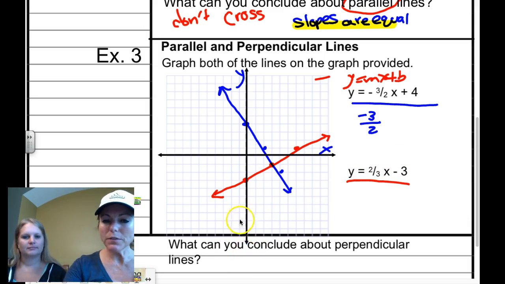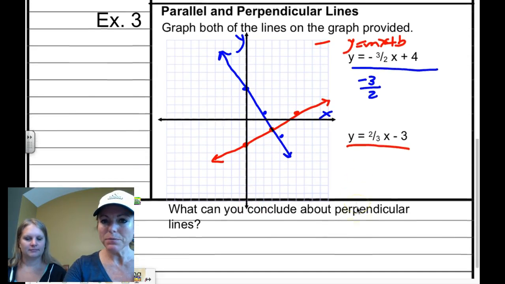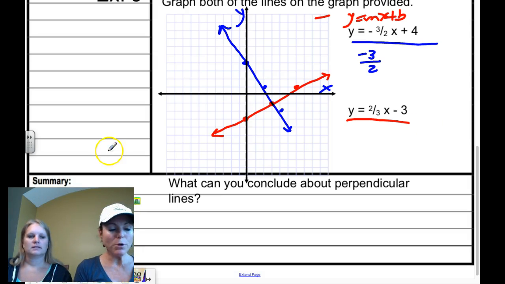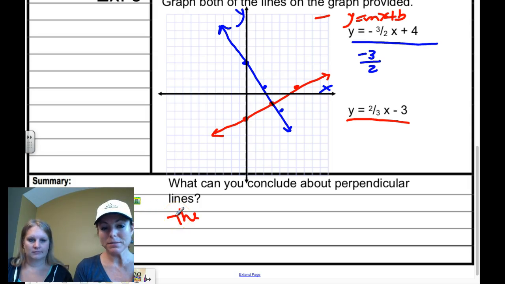Let's give more room here to write, with easily seeing this too. What can we conclude about perpendicular lines? Well, they cross. Yep, number one, they cross.